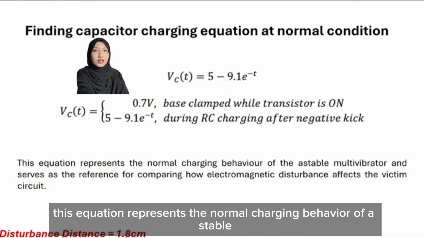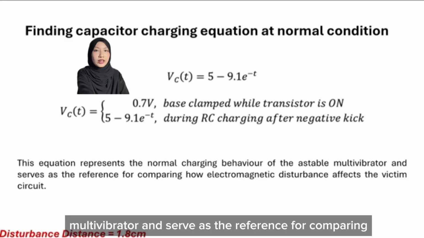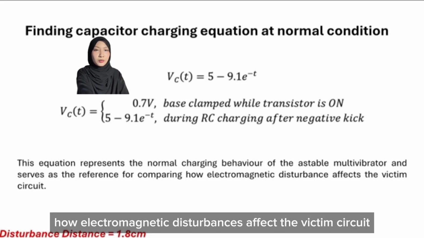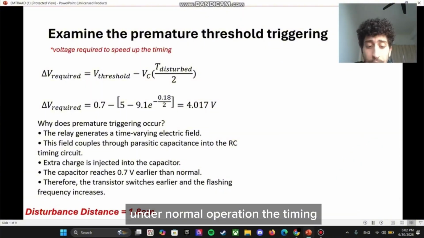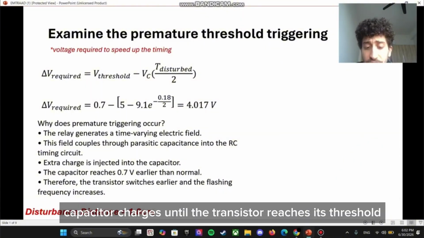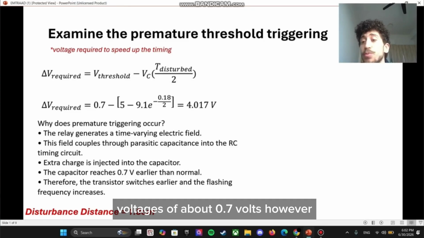This equation represents the normal charging behavior of the astable multivibrator and serves as the reference for comparing how electromagnetic disturbance affects the victim circuit. This slide explains the premature threshold triggering. Under normal operation, the timing capacitor charges until the transistor reaches its threshold voltage of about 0.7 volts.